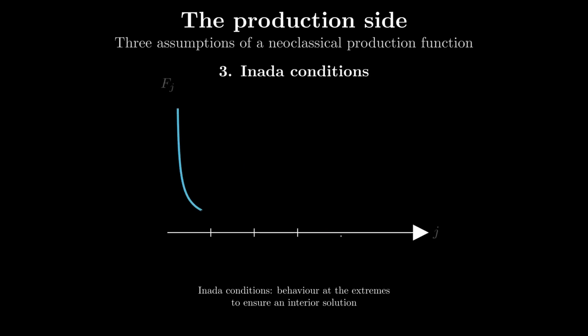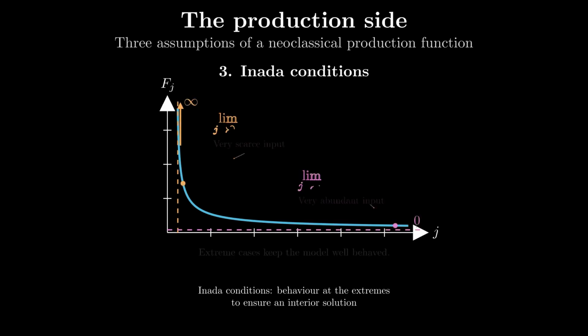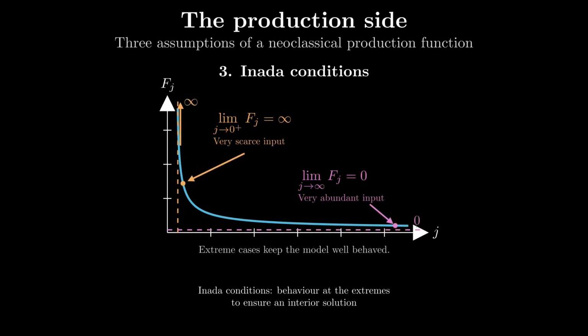Finally, another condition describes the extreme cases. When an input is almost absent, its marginal product is very high. When it is extremely abundant, its marginal product approaches zero. It is to ensure an interior solution.